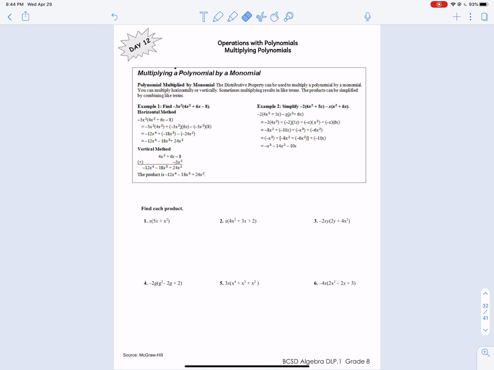Okay, the next day, multiplying polynomials by a monomial. It's kind of like we did with the negative 1 in front. We just multiply it to each of the terms inside. So it's just the same. And then if we can combine like terms, but it looks like there aren't going to be any like terms to combine. So I'll do one, then I'll leave the rest up to you. I'm going to do number 3.